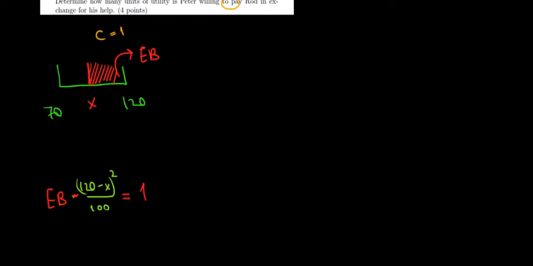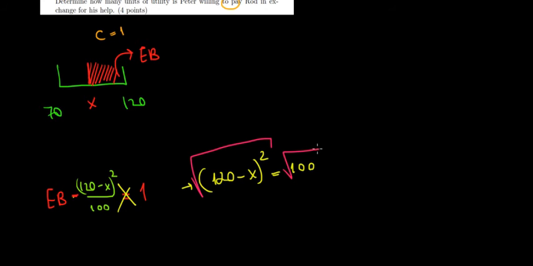So let's do the math. Let's do the cross product, just like we did in the previous question. And we would have 120 minus x to the power of 2 equals to 100. Now if we take the square root of both sides to get rid of the power of 2, we would have 120 minus x equals to just 10, which means that x would equal to 110.